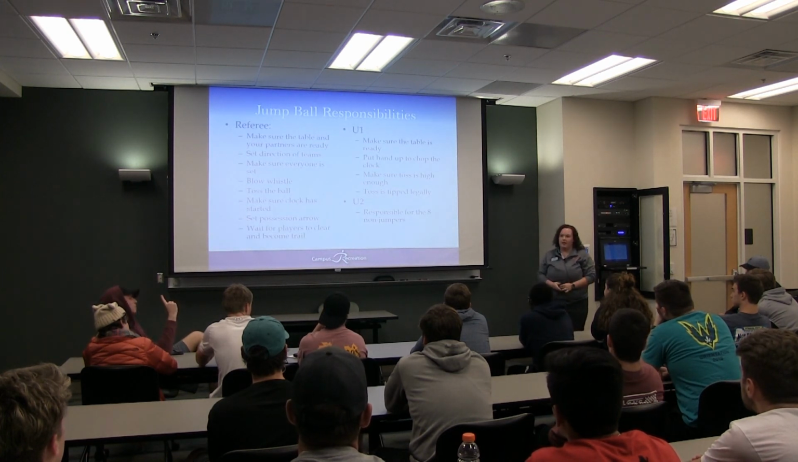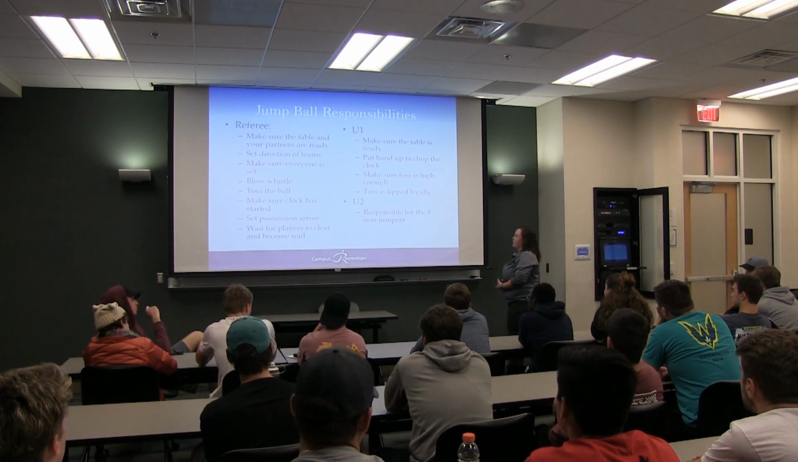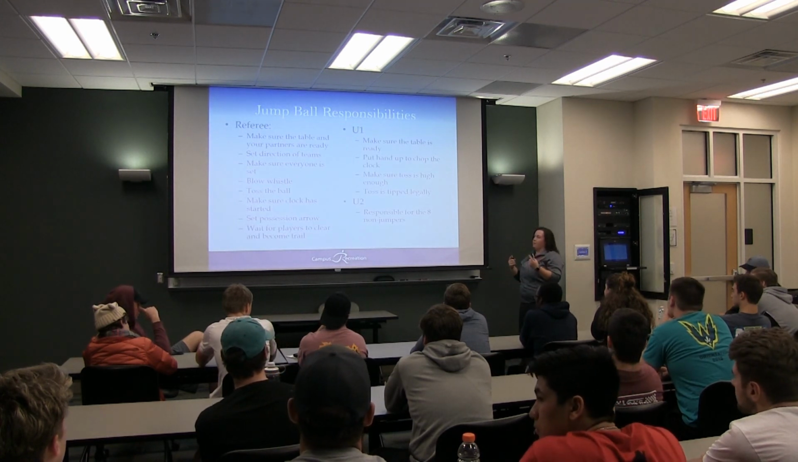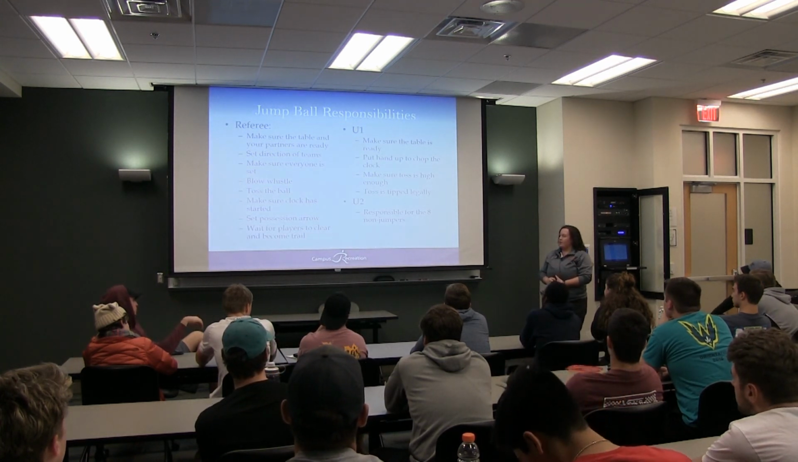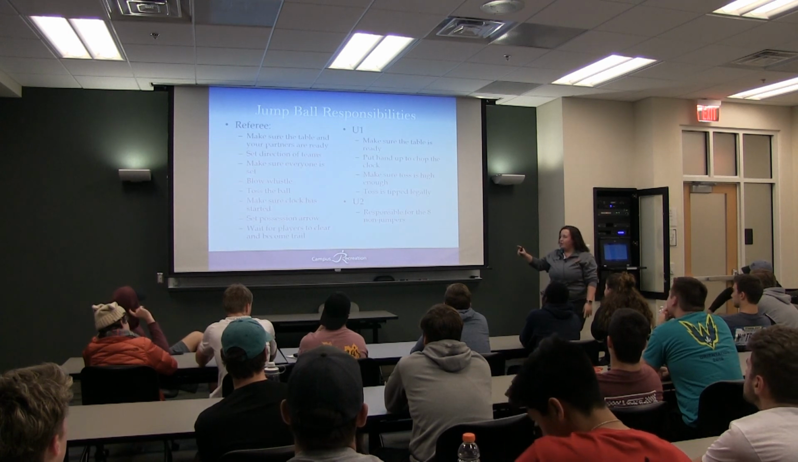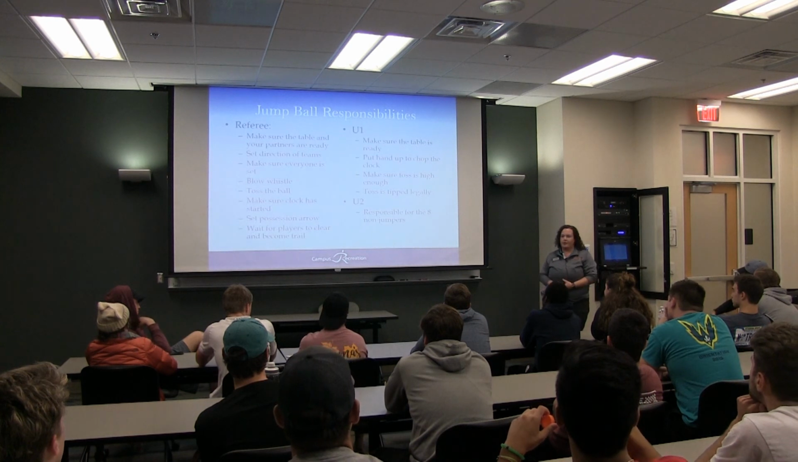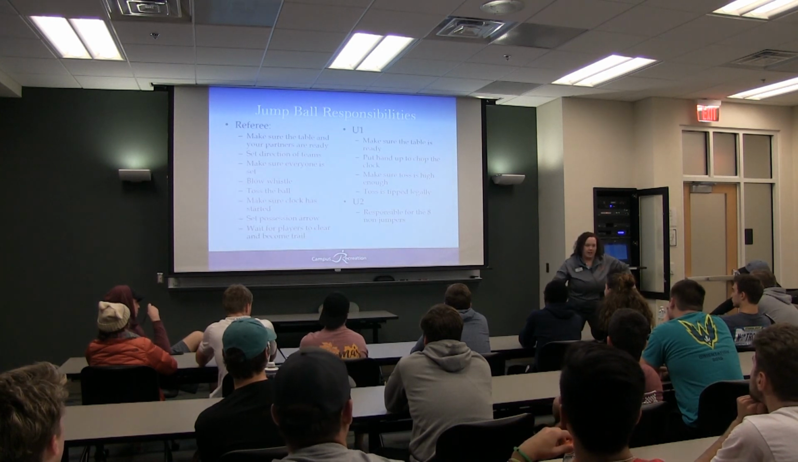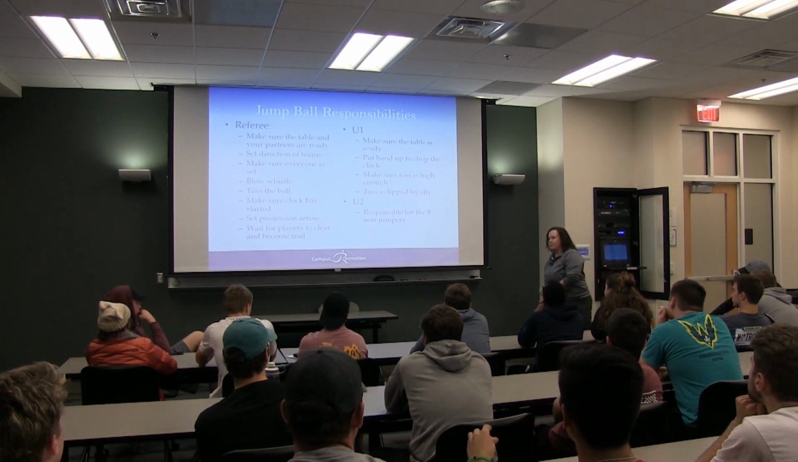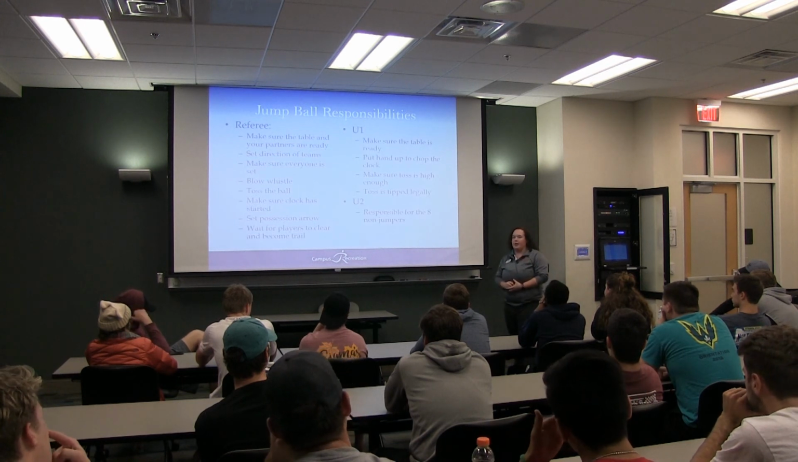That's an unfair advantage. So we want to try to make it high enough to where both players have to jump. And you want to make sure it's tipped legally. And then U2, their responsibility, they just have to make sure everyone else is doing what they're supposed to be doing. Making sure that 2 players aren't jockeying for position before the ball is being tipped. Make sure there's no illegal contact, nothing like that.